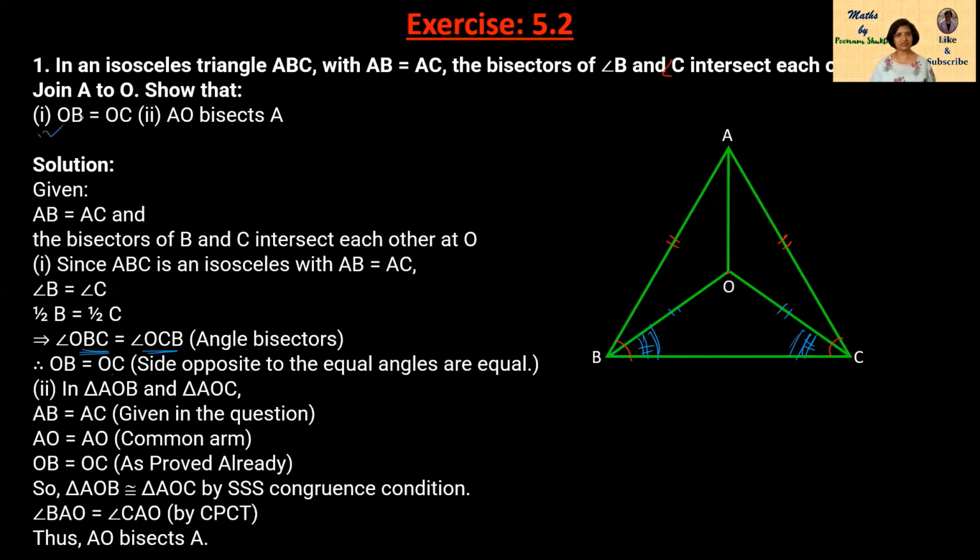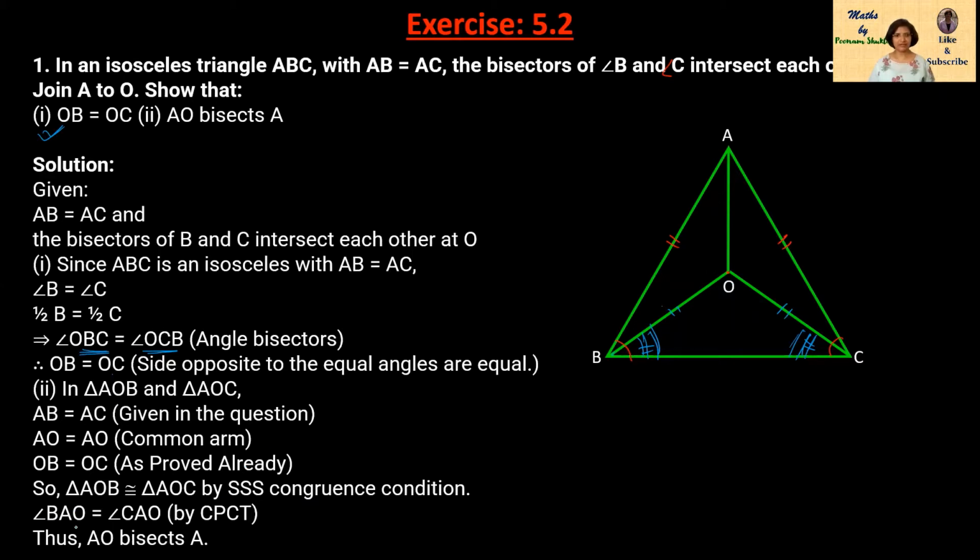So this is proved. Now AO bisects angle A. In this part, we will consider two triangles AOB and AOC. Here AB equals AC. This is given. AO equals OA. This is a common side, right? And OB equals OC. This we have already proved in part 1. So triangle AOB is congruent to triangle AOC by the SSS congruency rule, right?